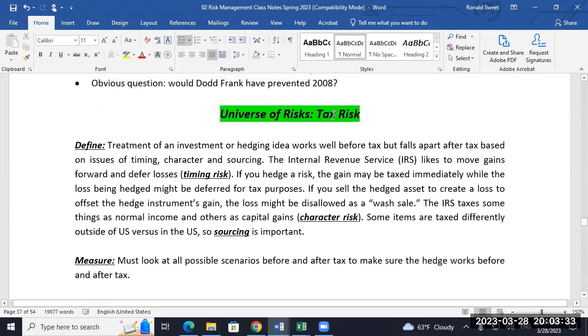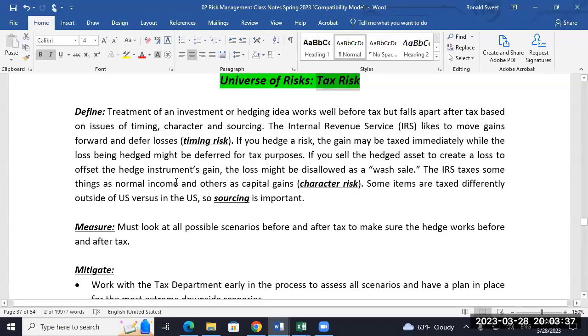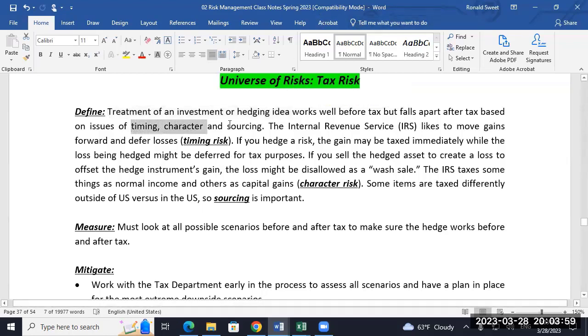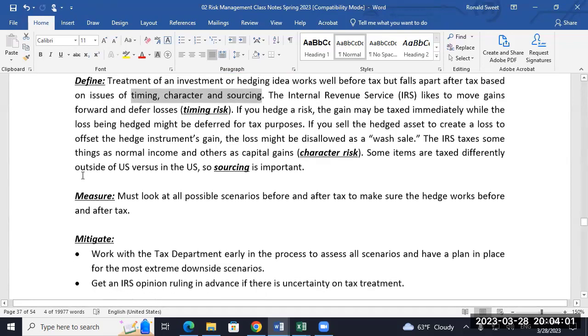All right, tax risk. You have to worry about the tax implications of your hedging transactions, because the IRS does some really weird things. So what is the risk here? You have some kind of investment or hedging idea that looks really, really good before tax and completely falls apart after tax. And there are three ways that can happen: timing, character, and source.